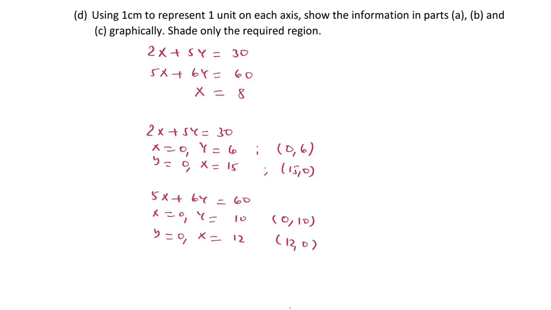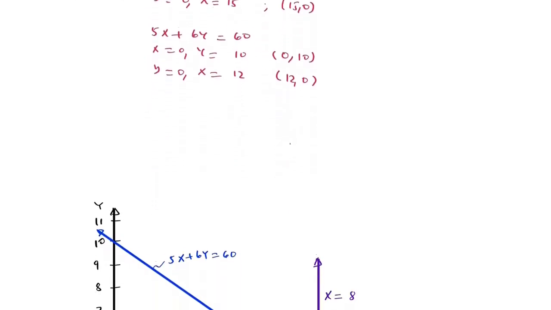Okay, so next we are going to start by drawing x and y axis, and next we are going to draw 2x plus 5y equals to 30. Then the next line is 5x plus 6y equals to 60. And finally, we are going to draw line x equals to 8. And also we've been told to shade the required region. Therefore, our final graph will look like this.